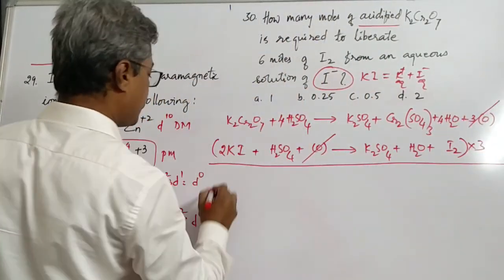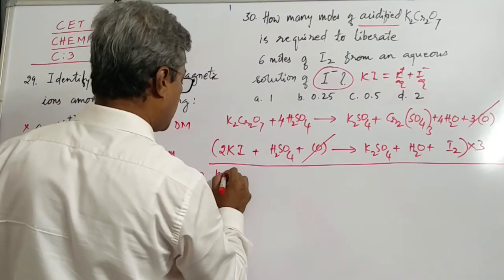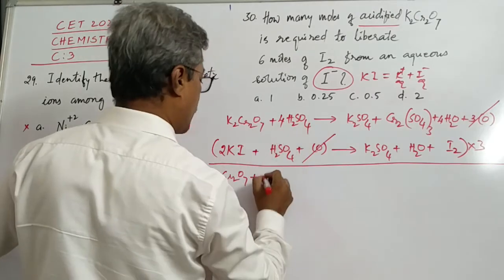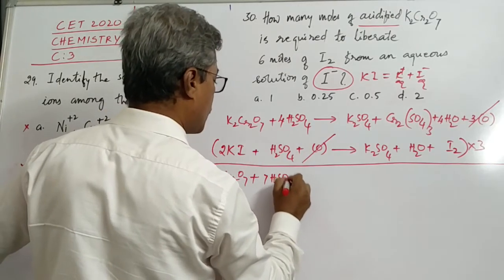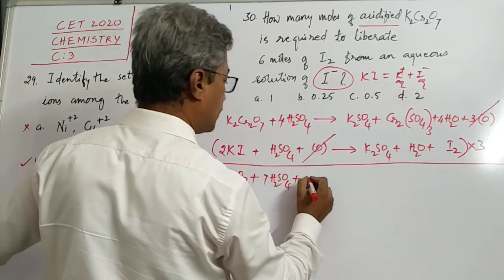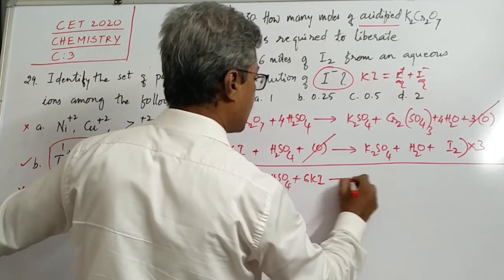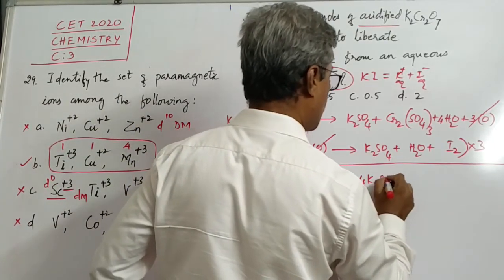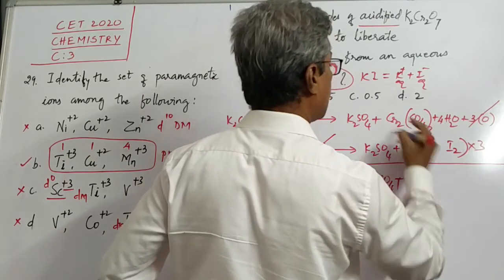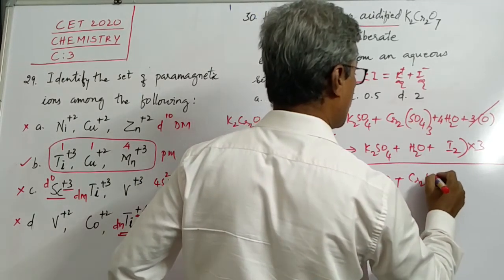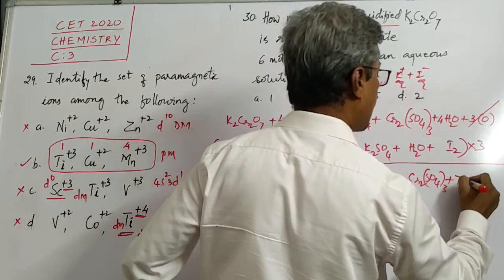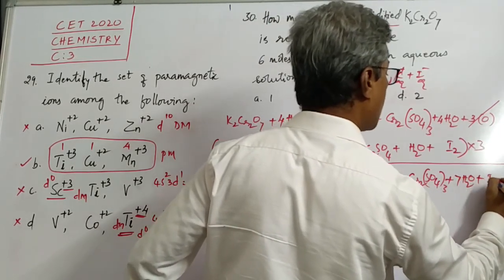Then what we notice? Here, K2Cr2O7 plus 3 plus 4, that is 7 H2SO4, plus 3 into 2, that is 6 KI. This gives 3 plus 1, that is 4 K2SO4, plus Cr2(SO4)3, plus 3 plus 4, that is 7 H2O, plus 3 I2.